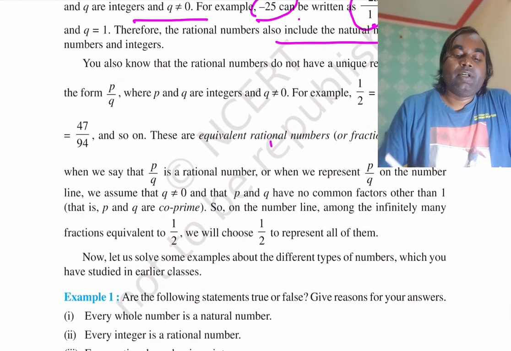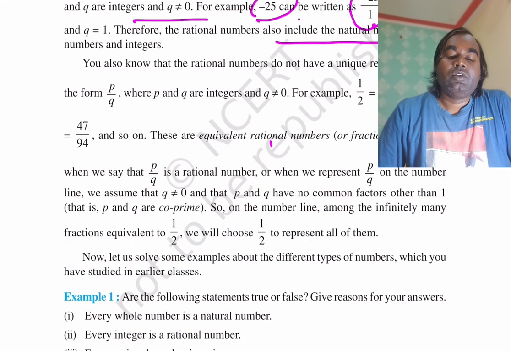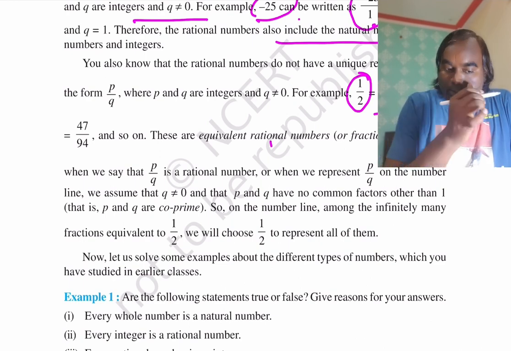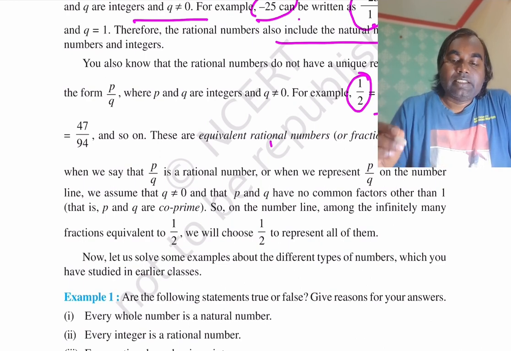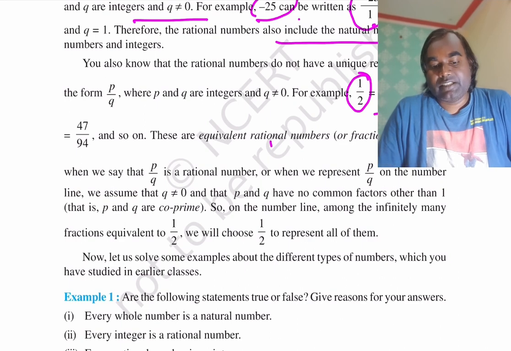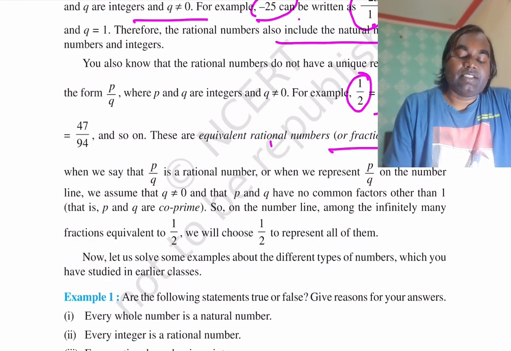Now take the example 1 by 2. This 1 by 2 can be written as 2 by 4, 10 by 20, 25 by 50, and so on. That means any rational number can be written in terms of its equivalents, and these are known as equivalent rational numbers, or sometimes called the fractions.